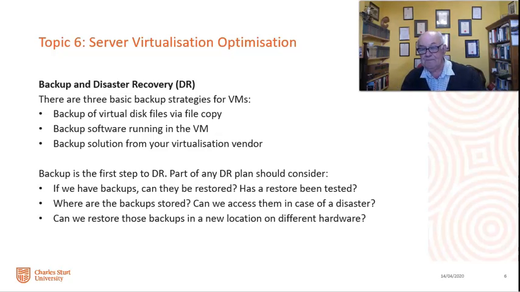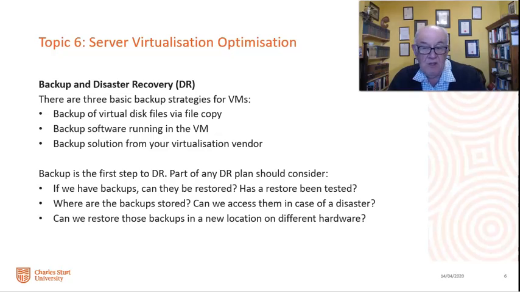And of course, where it always heads is towards backup and DR. And there are three basic strategies for backup of VMs that we'll look at during this topic. We can back up the virtual disk files using a file copy. We can have some backup software running, and quite often the VM vendors provide different sets of backup software to back up VMs. Or we can have backup software running on the VM itself. But backup is always just the first step, and it's the first step to disaster recovery.